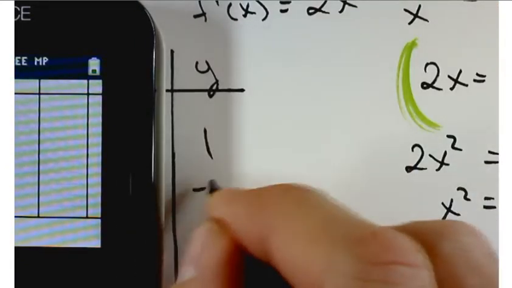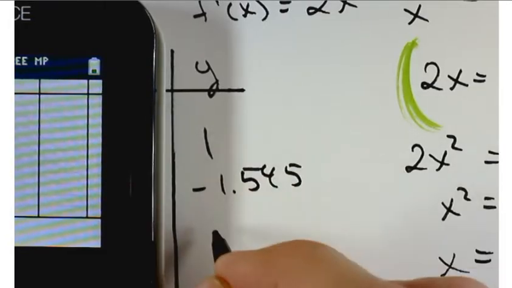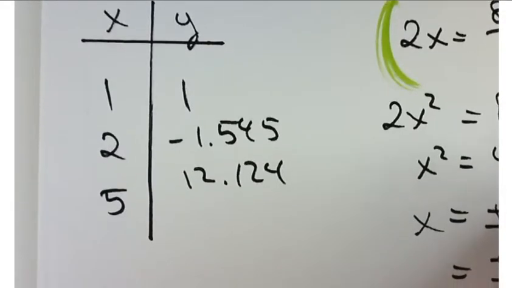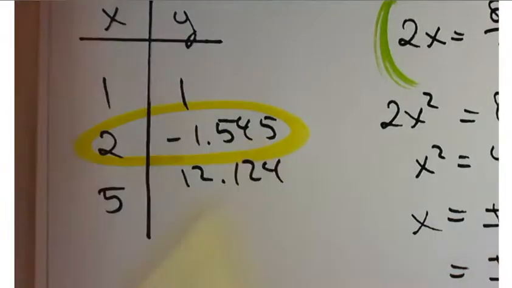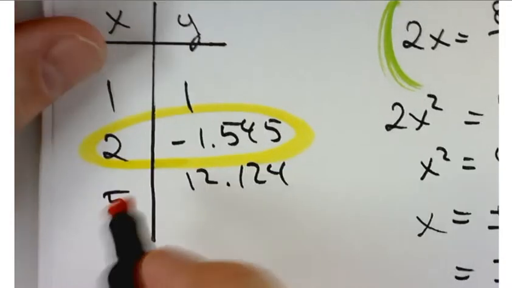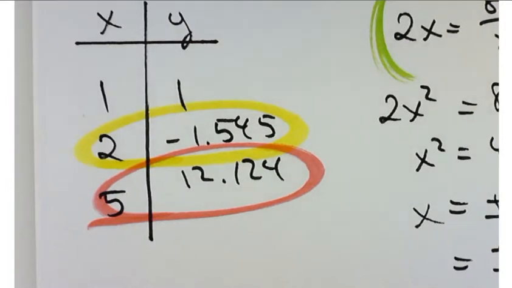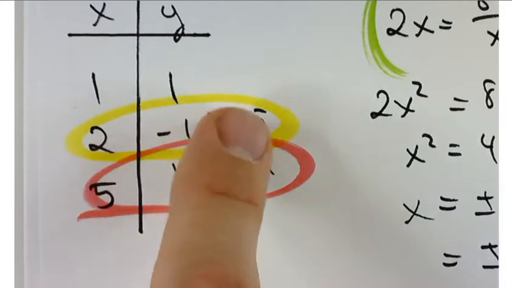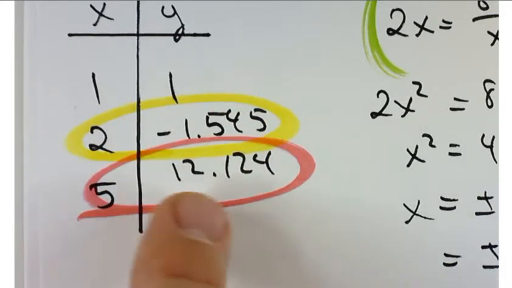So 1, -1.545, and 12.124. Wonderful. So we've got a minimum right there. There's your min. And here's the max. Now there's a distinction between the x's and y's. This is where the minimum occurs. This is what the minimum is. This is where the maximum occurs. This is what the maximum is.